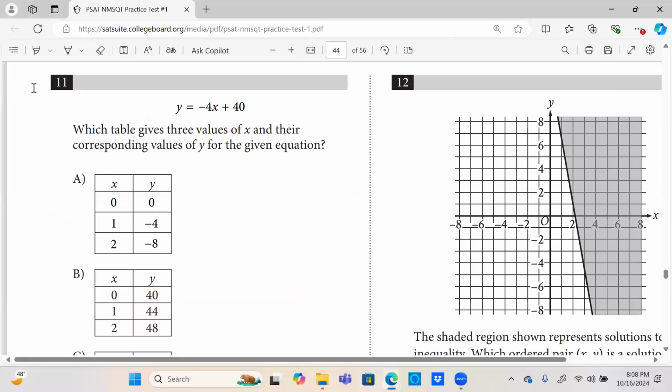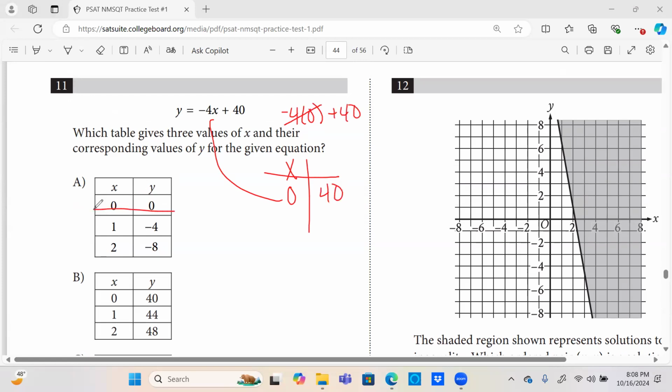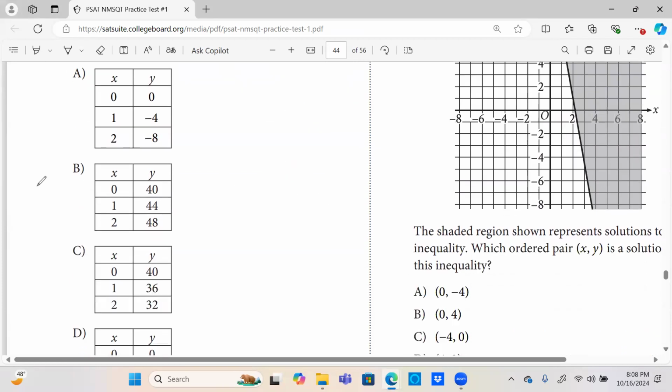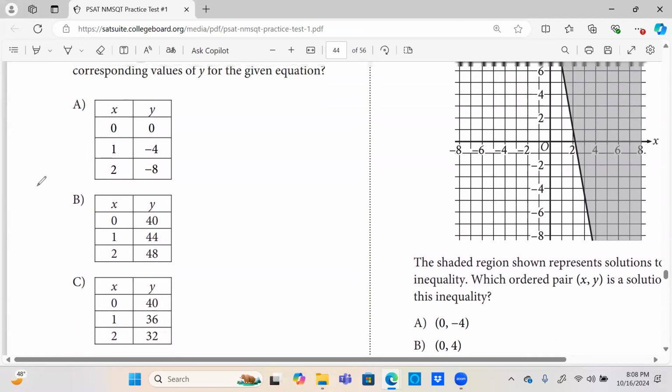Okay, looking at 11. Which table gives the 3 values of X and their corresponding values of Y? So first thing I would do would be plug in 0. Is that in all the tables? Yep. If you plug in 0 for X, make your own little table here. -4 times 0 is 0 plus 40. 0 plus 40 is 40. So this one's wrong. B is maybe. C is maybe. D is wrong. So just right there, we got it down to either B or C.